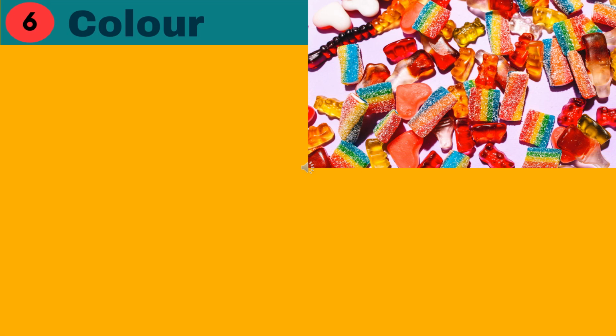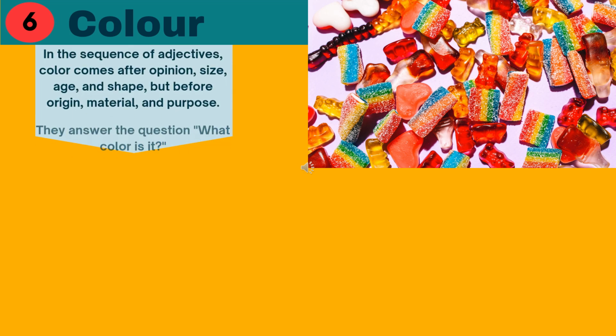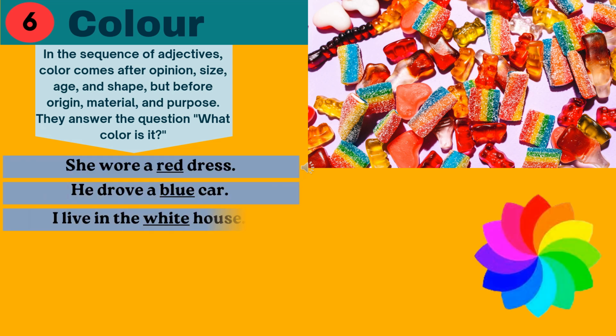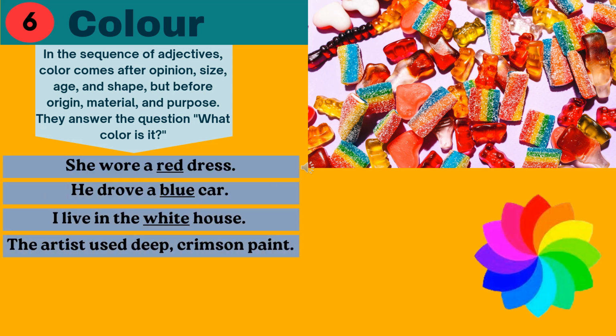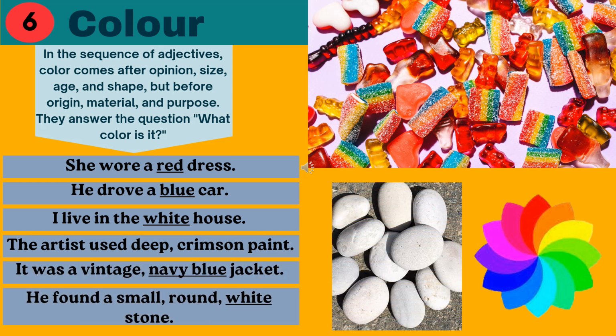Next is color. This is simple. It describes what color something is. It answers the question, what color is it? For example, a red dress, a blue car, a small, round, white stone, a vintage, navy blue jacket. Color is a key visual fact. It comes after shape and before origin and material. You can also use more specific shades like crimson or navy blue.